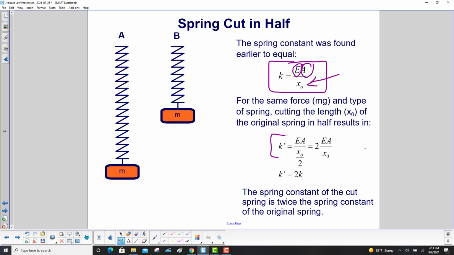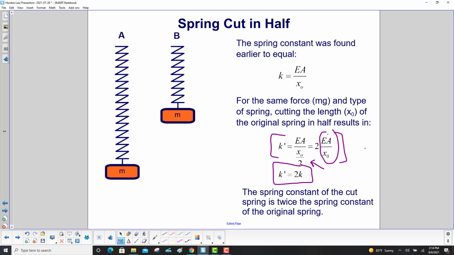So our k prime will equal EA, which is the same for the big spring and the little spring, and the new length is x0 over 2. So we plug that in there. We put the 2 up on top and find out that k prime is 2 times EA over x0. So let me just erase something, because what is k equal to? Right? The original k is this EA over x0. So k prime is twice the original spring constant. So the spring constant of the cut spring is twice the spring constant of the original spring.